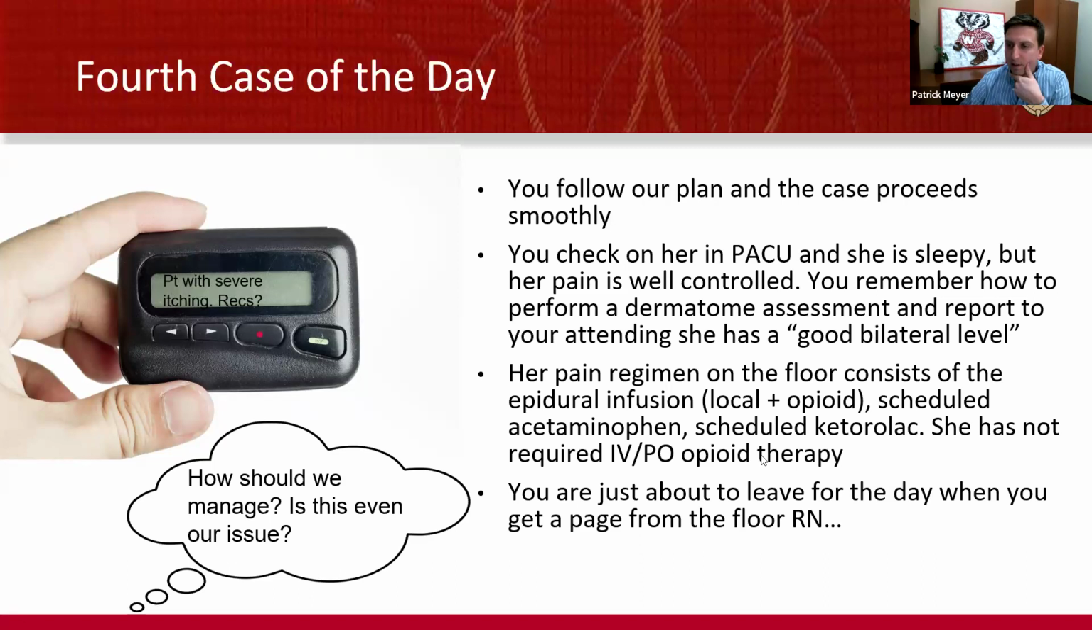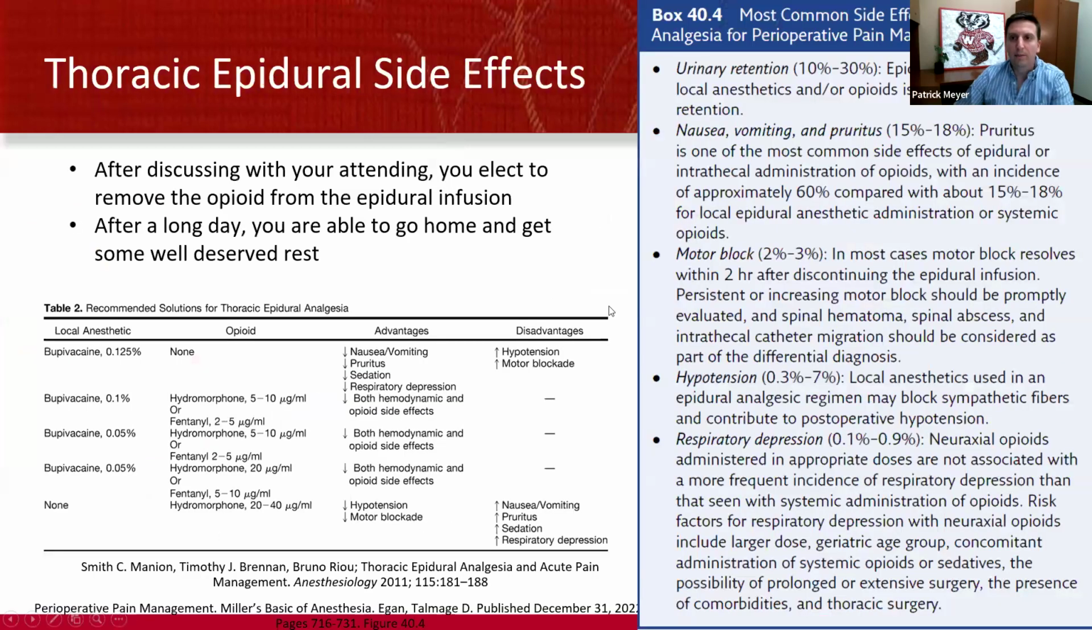Is itching a side effect of the local anesthetic? Usually it's actually a side effect of the opioid that we're administering neuraxially. And so if we go to this next slide here, the most common side effects that we get with epidural or neuraxial analgesia: urinary retention, pretty common actually, especially in old men postoperatively. Nausea, vomiting, and itching, pretty common. That's usually from the opioid effect. Motor block can happen. That's more from the local anesthetic effect.